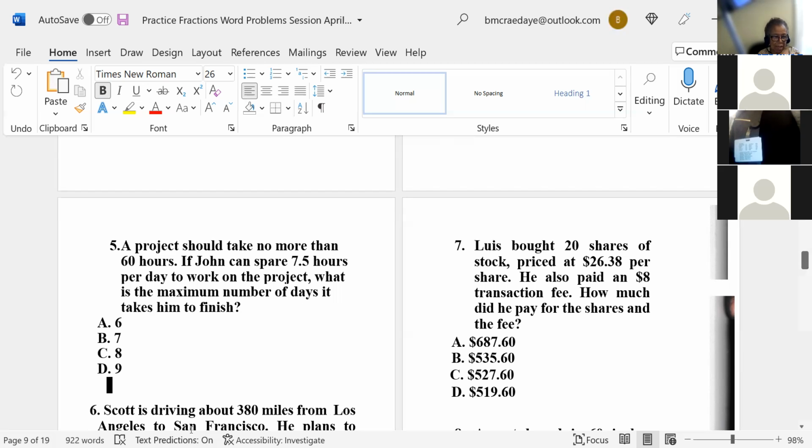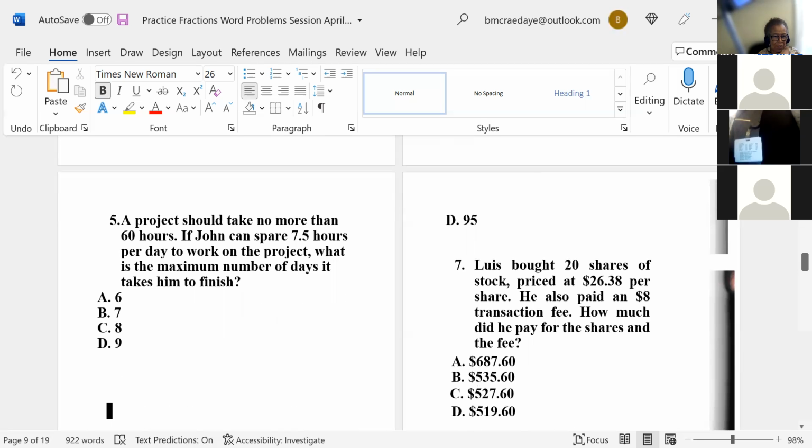Mercedes, read number 5, and Maureen, you tell me how to answer it. Number 5 says a project should take no more than 60 hours. If John can spare 7.5 hours per day to work on the project, what is the maximum number of days it would take him to finish? You want me to reread? Reread it. Maureen, listen and you just tell me how to solve it.